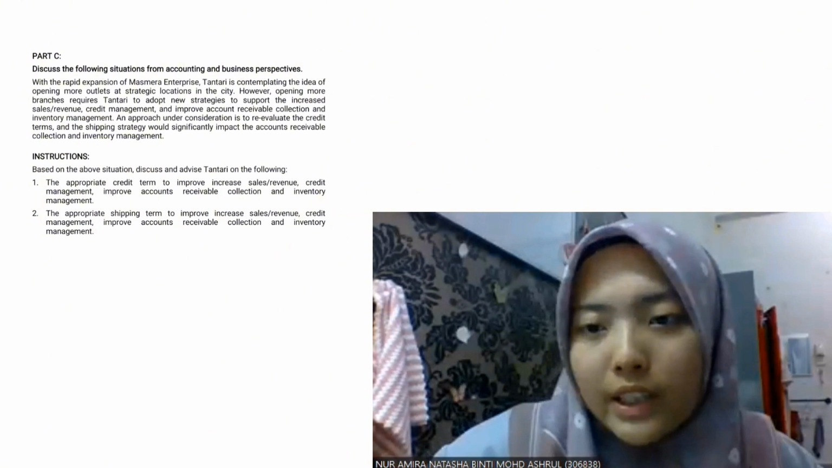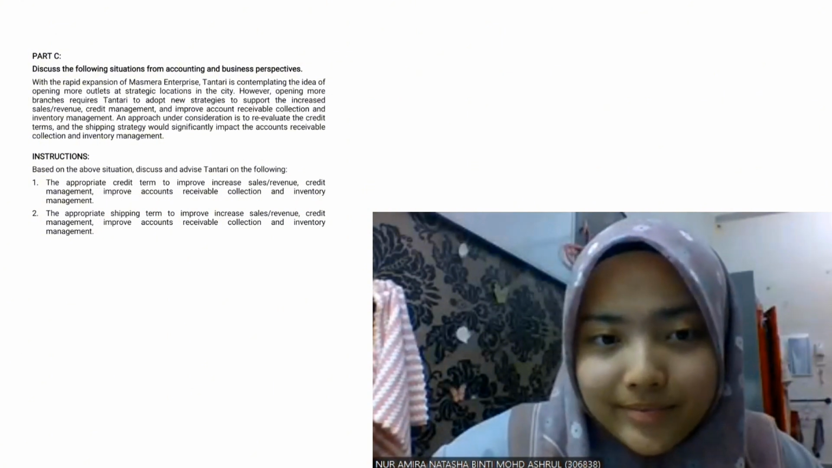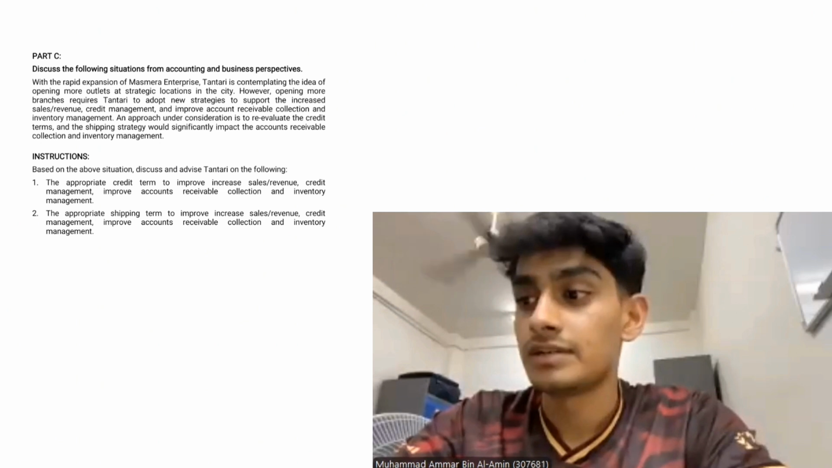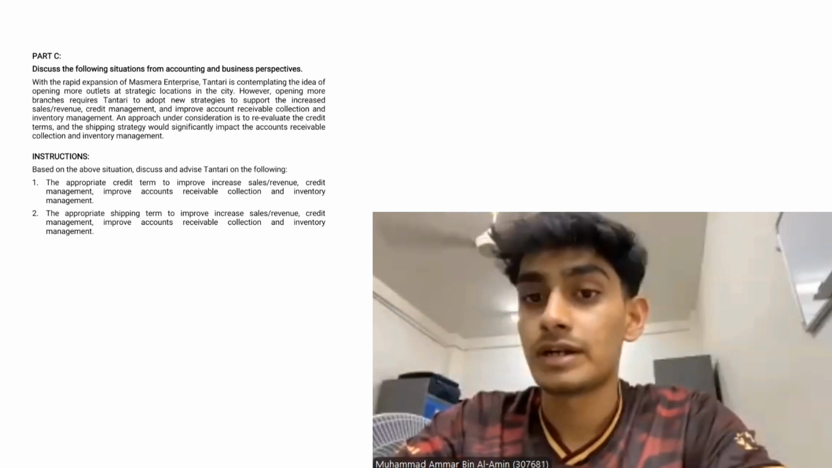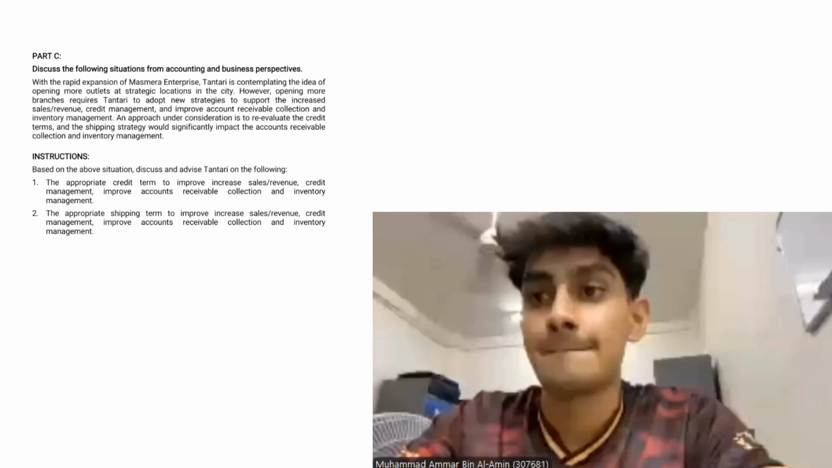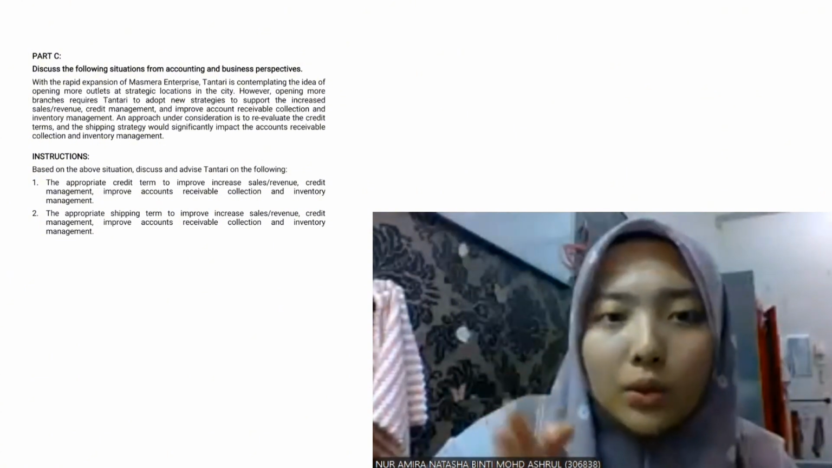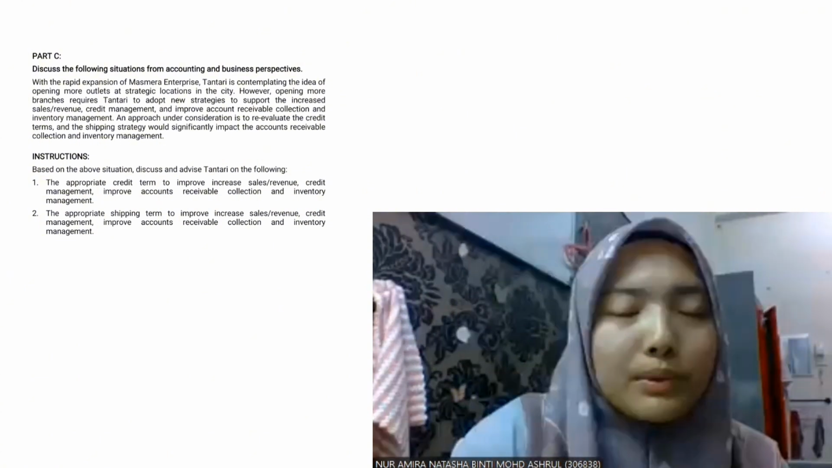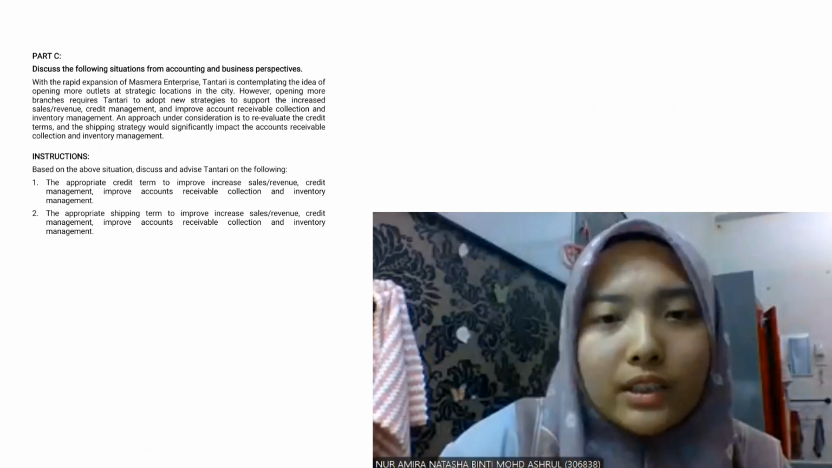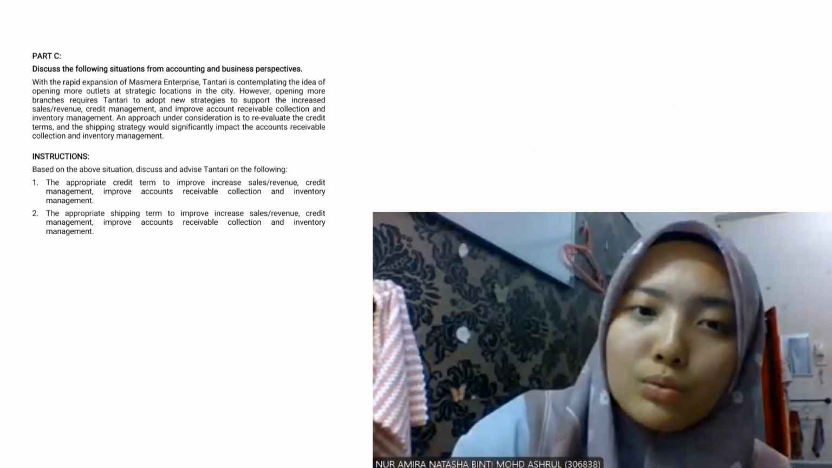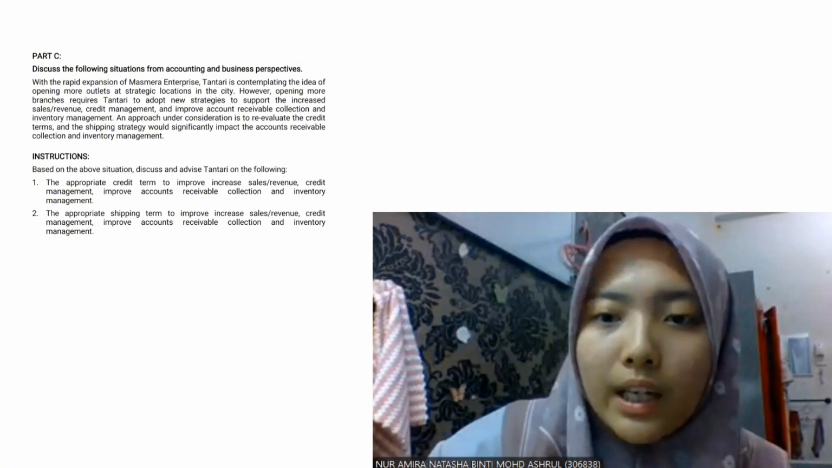Do you guys have any questions? Yes, I do. How can inventory management align with our credit terms? Okay, thank you for the question. So for the answer, shorter payment terms align with faster inventory turnover, ensuring quicker sales and restocking without tying up the capital.